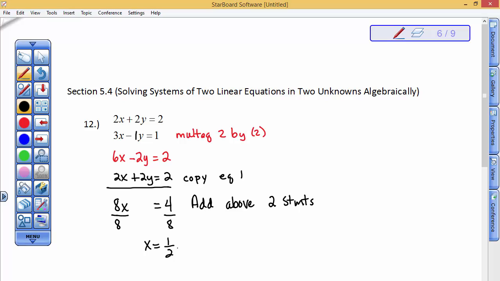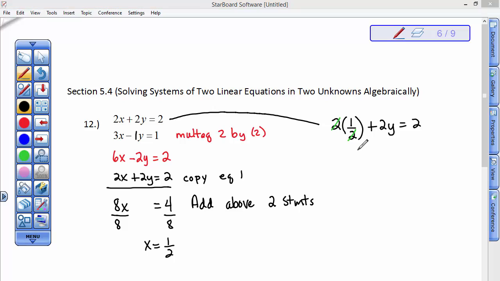Let's see. If I'm going to put x equals 1/2 in either here or here, it looks nicer to put it in here because 2 times 1/2 is 1. So I'm going to go over here and substitute in that 1/2 for x so that I can solve for y. So again, 2 times 1/2 is 1. And so I have 1 plus 2y equals 2.